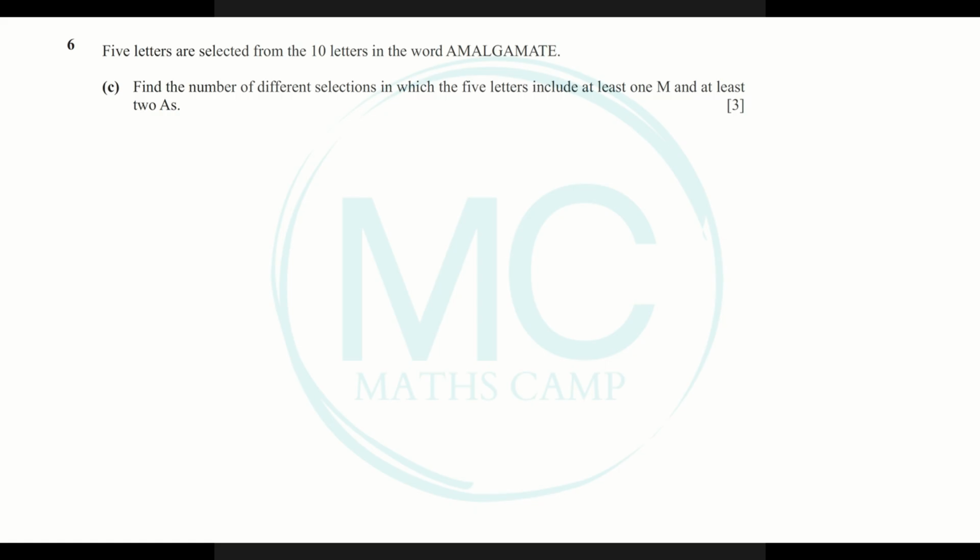Part C says 5 letters are selected from the 10 letters in the word amalgamate. Find the number of different selections in which the 5 letters must include at least one M and at least 2 A's. We're working with selections, which means arrangement does not matter. We have 10 letters in the word amalgamate. We have 4 A's, we have 2 M's, and we have L, G, T, and E.